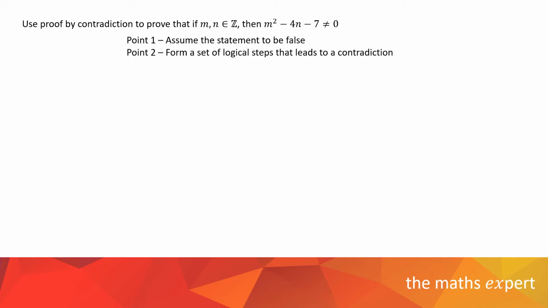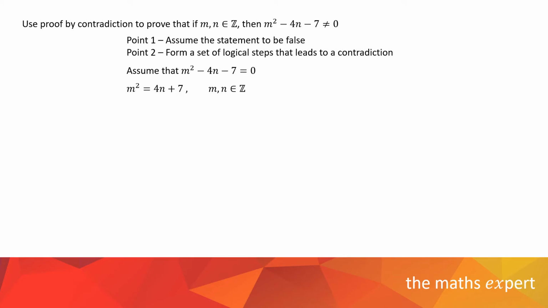Again, pause the video to think about what the negation of the statement would be. This is another if-then structure, so we can assume the opposite of m squared minus 4n minus 7 does not equal 0. This is to assume that this expression does equal 0. The only logical thing we can do now is to rearrange, and we can try to think about odd numbers and even numbers, as m squared can be expressed as an even number 4n plus an odd number 7.